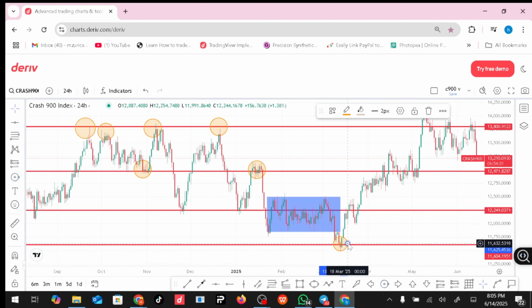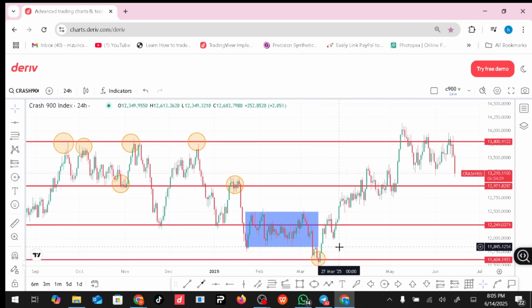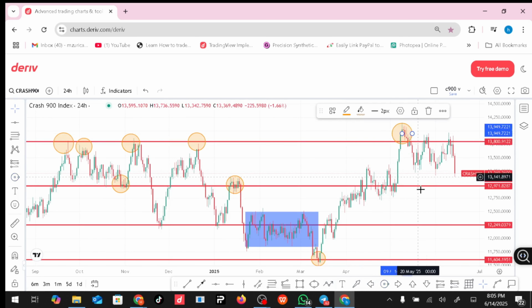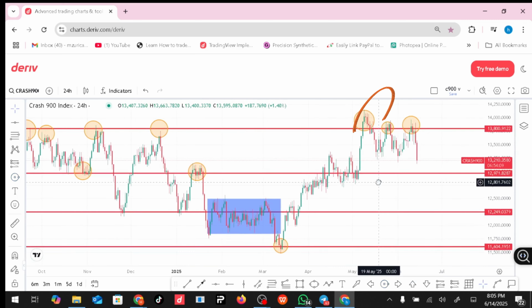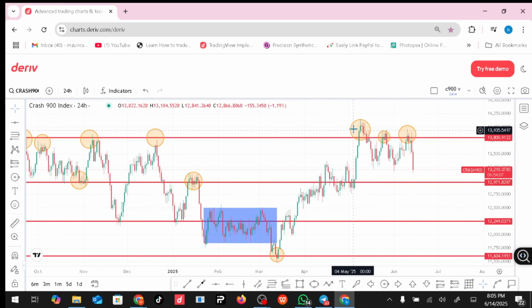Okay, so look at this, then the market decides to go up. It goes back to the same zone, the major resistance, and it wasn't able to break. How many times does it try? 1 time, 2 times, then this is the 3rd time. Now from my analysis, I see that these are triple tops.